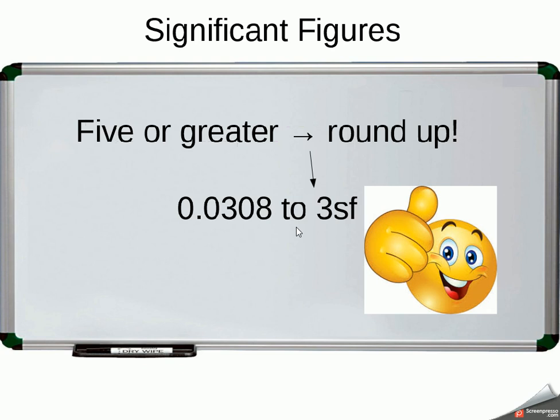So that number, 3.03078 rounded to 3 significant figures is 0.0308. So there you have it. That's what a significant figure is, how we write them, and how we round them.